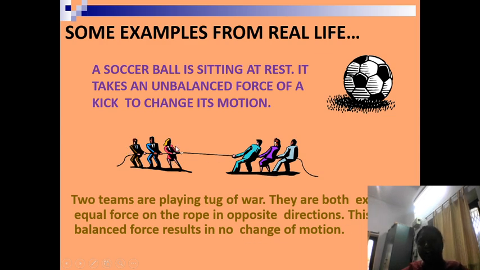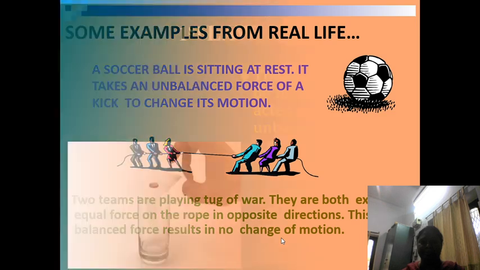If one of the teams applies more force than the other team, then the other team will surely fall or will surely come to the position of the first team. So hence, when equal forces are applied on the same object in the opposite direction, there won't be any change in the position of the body.